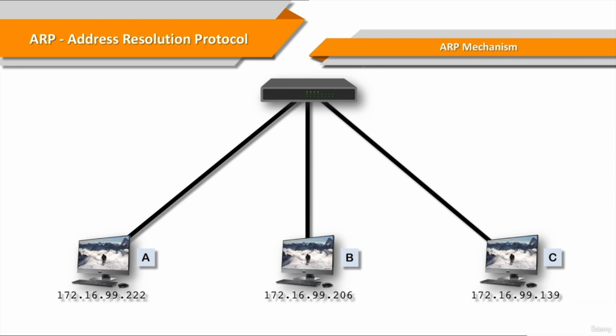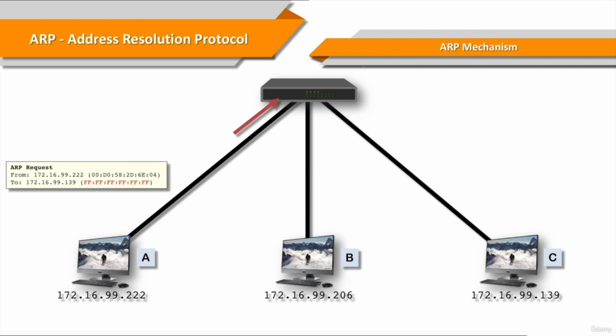To simulate how the ARP mechanism works, we have a small network in the slide, a switch on top, and 3 computers connected to it. Computer A wants to talk to Computer C. It puts an ARP request onto the wire, which happens to be broadcast. Essentially what it's saying is, who has computer C's MAC address? Of course, because it's a broadcast, every system on the network hears it.